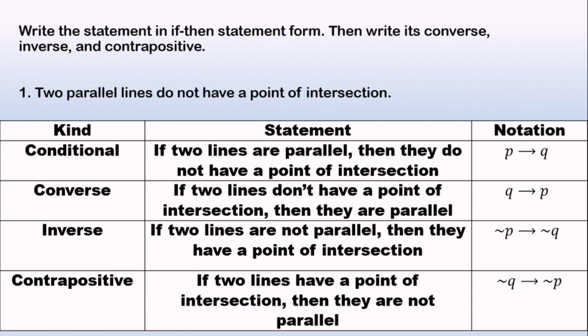Kabaliktaran lang ng conditional. Ang inverse naman is the negation of the conditional. So if two lines are not parallel, then they have a point of intersection. Ang contrapositive naman, in-indicate natin yung kabaliktaran ni inverse. So if two lines have a point of intersection, then they are not parallel.